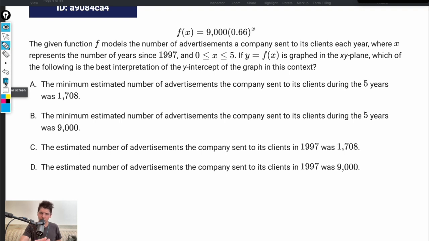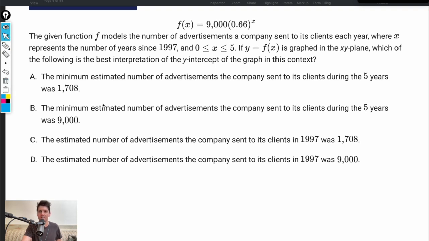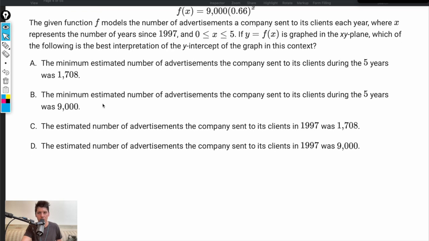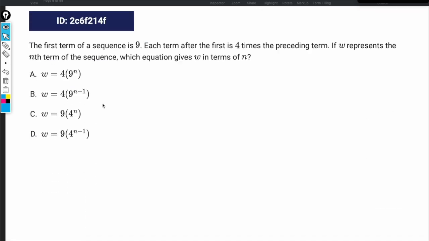What does that value represent? It represents the number of advertisements, right? So that's how you would approach that question in a sort of piecewise manner, right? Proceeding by the smallest of stages. Let's move on to another one.